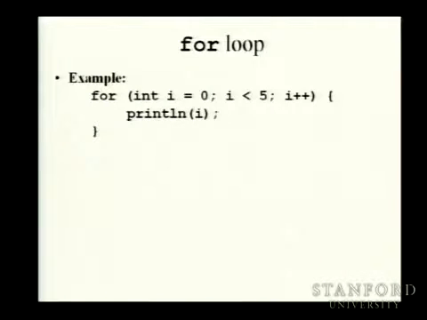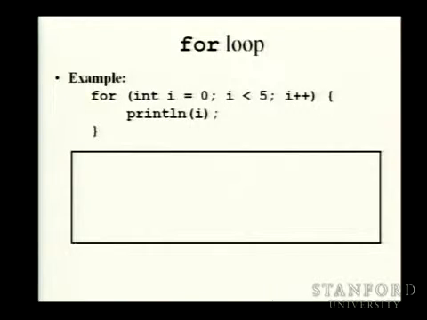And the step says, every time you go through this loop, i++, add 1 to i and store it back in i. So when we execute this, what happens? The first time it comes to execute, it sets i equal to 0. It checks to see if 0 is less than 5. It is. And it says, OK, I execute the loop. So it prints out a 0, adds 1 to i, and goes back and checks the test.